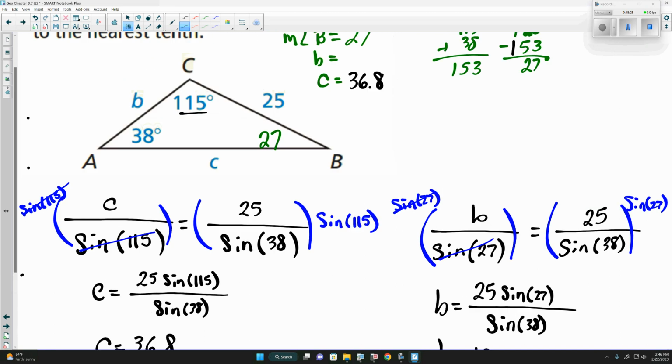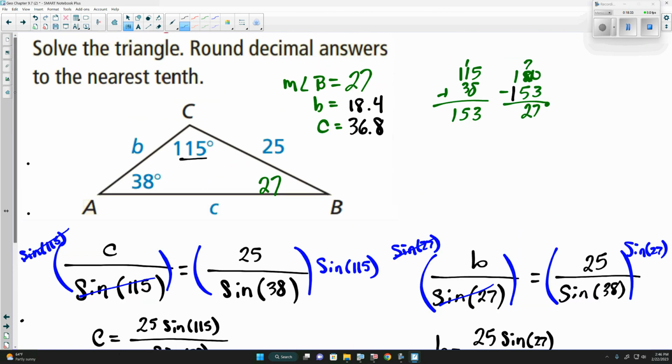I didn't realize this on the first one, but it wanted it rounded to 1 decimal place. I'll take it as 1 or 2. Either one works. And these here are our answers.